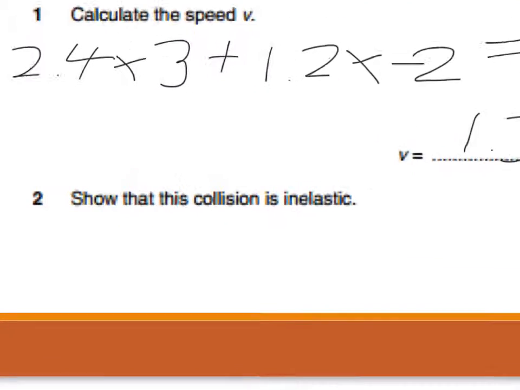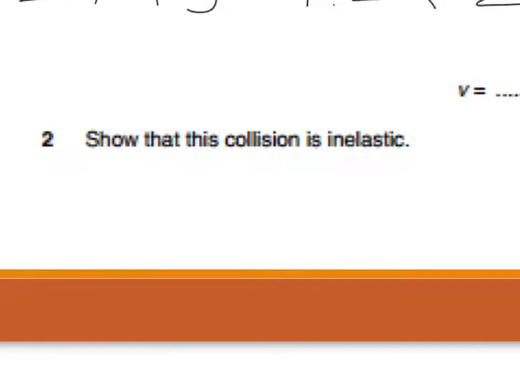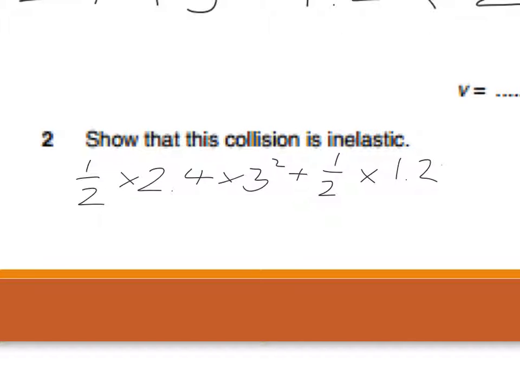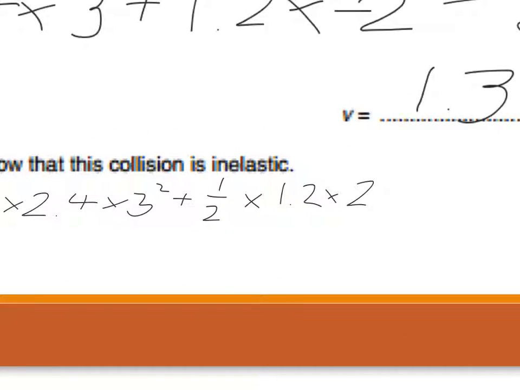So the kinetic energy before, using all the data we have, is just the sum of both of their kinetic energies, so half mv squared for each block: half times 2.4 times 3 squared, plus half times 1.2 times 2 squared, of course. When you add that up, 0.5 times 2.4 times 3 squared plus 0.5 times 1.2 times 2 squared.